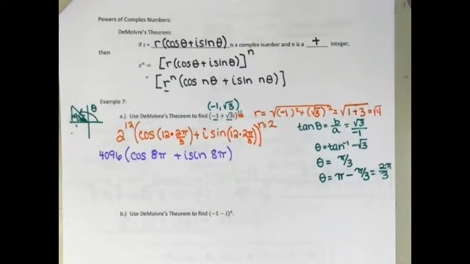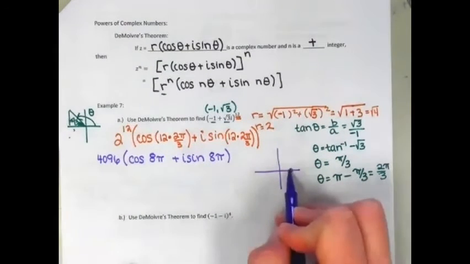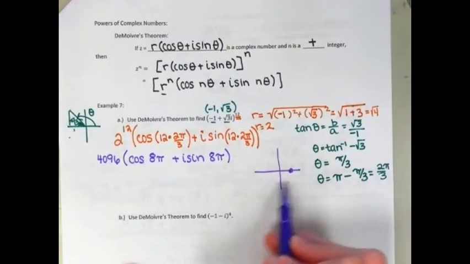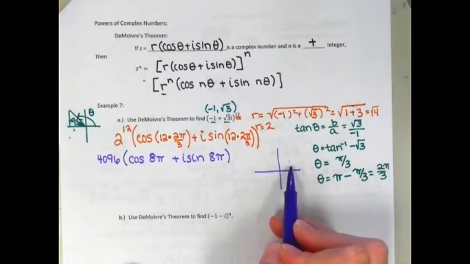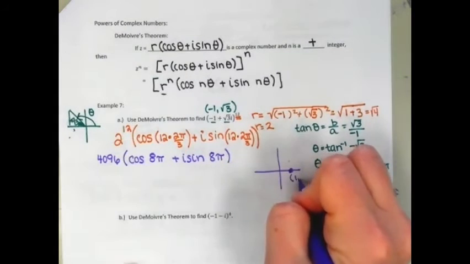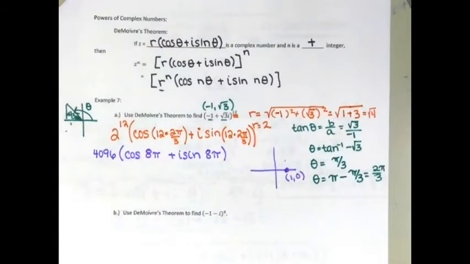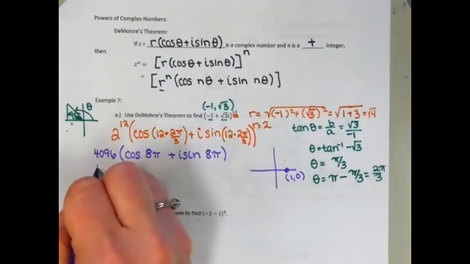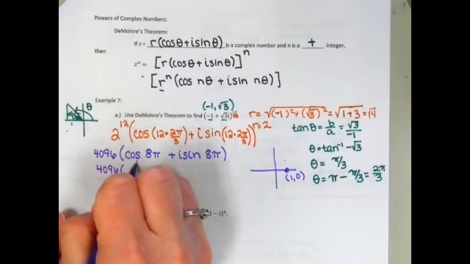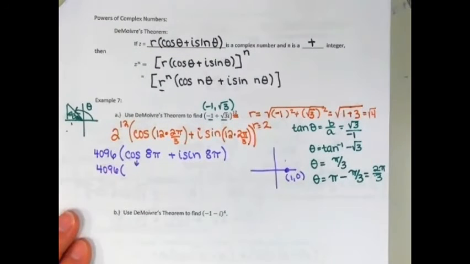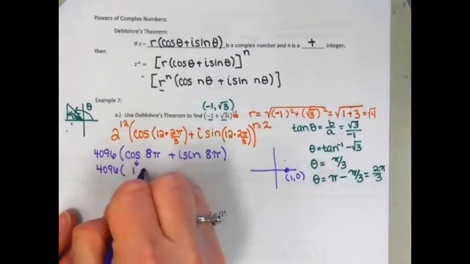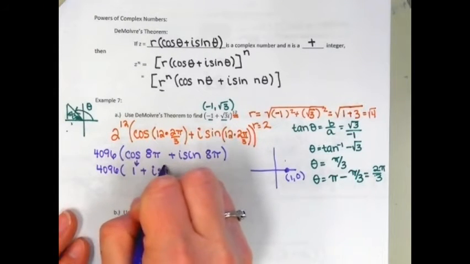Where does 8 pi fall? What does it correspond with from 0 to 2 pi? Where would 8 pi fall? Wouldn't it just end at 0? It'd be at 0 because 2 pi, 4 pi, 6 pi, 8 pi. Does that make sense? So 8 pi, isn't that at 1, 0? So what is the cosine of 8 pi? Is it the x or the y? X. So it would be 1 plus I times the sine of 8 pi.